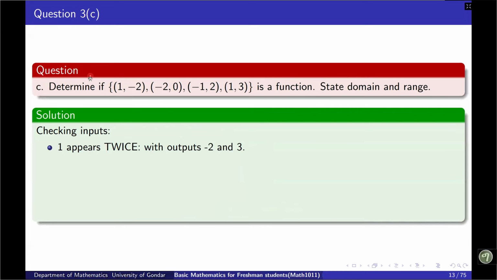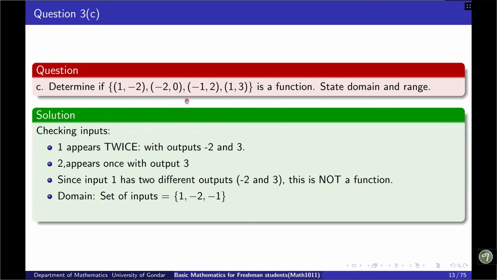Question number 3C. We are given this relation and we are asked to determine whether this relation is a function or not, and we are also asked to give the domain and range. We know that when we check this, 1 appears twice. 1 is mapped with -2 and 1 is also mapped with +3 here. So due to the existence of this element, this relation cannot satisfy the condition to be a function.